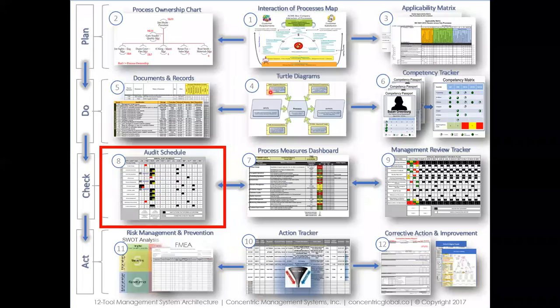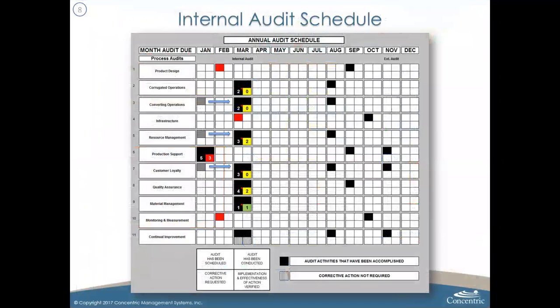Now, one of the other things you'll notice is the arrows here kind of go from the center tool out, except with respect to this check lane. The idea here is that there should be a very clear connection between your process measures dashboard and your auditing activity. There should be a direct connection between your process measures dashboard and your management review activity. Let me dig down a little deeper into that.